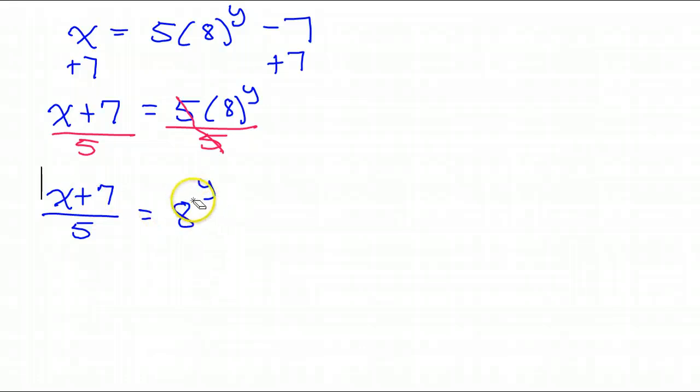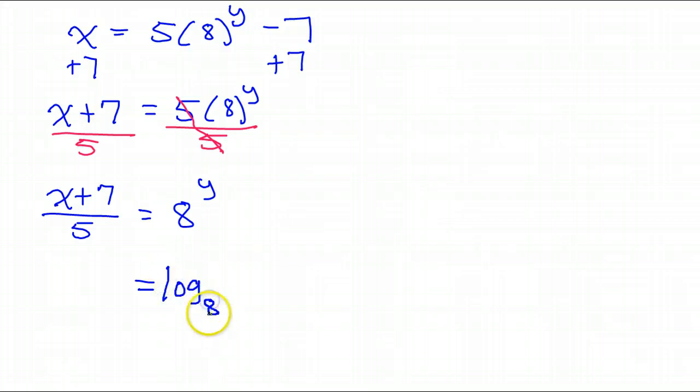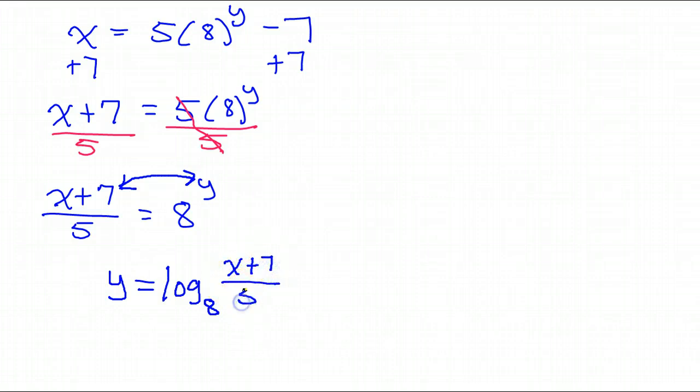Now this is exponent form already, so the thing that we must need is log form. Always start with the base. The base is 8, but in log form we say log base 8, and we put it low. Still, this stuff is going to trade sides. So the y is going to come over here, and this whole fraction is going to come over here. So I'll have x plus 7 over 5.